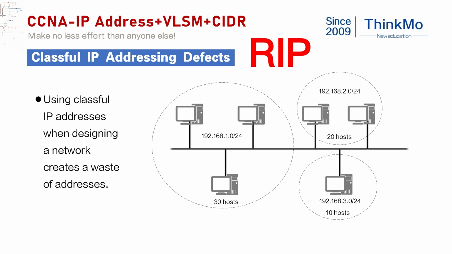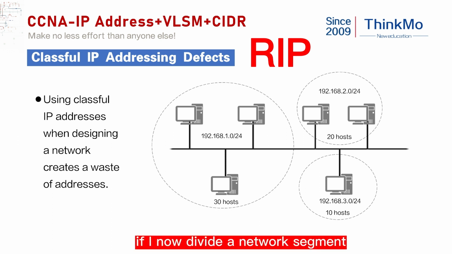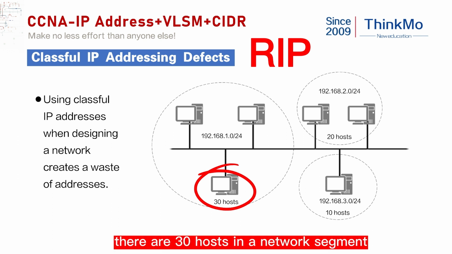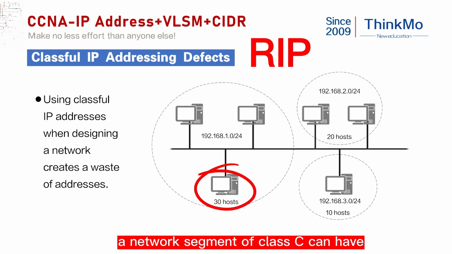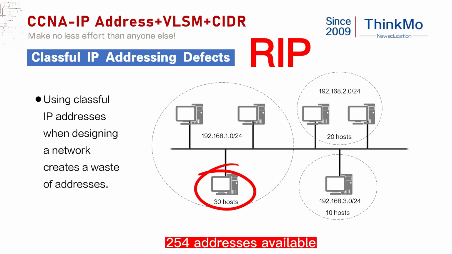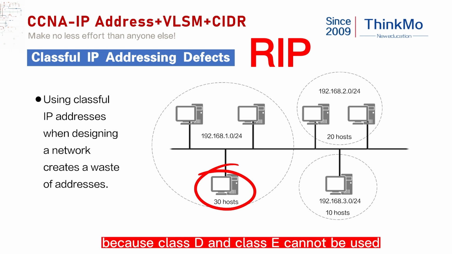You will find, if I now divide a network segment where there are 30 hosts, but you divide it according to the ABC 3 categories, Class A, Class B, not to mention, let's just say Class C. A network segment of Class C can have 254 addresses available. This is the smallest category, because Class D and Class E cannot be used. The smallest that can be used is the Class C address with the fewest host bits.